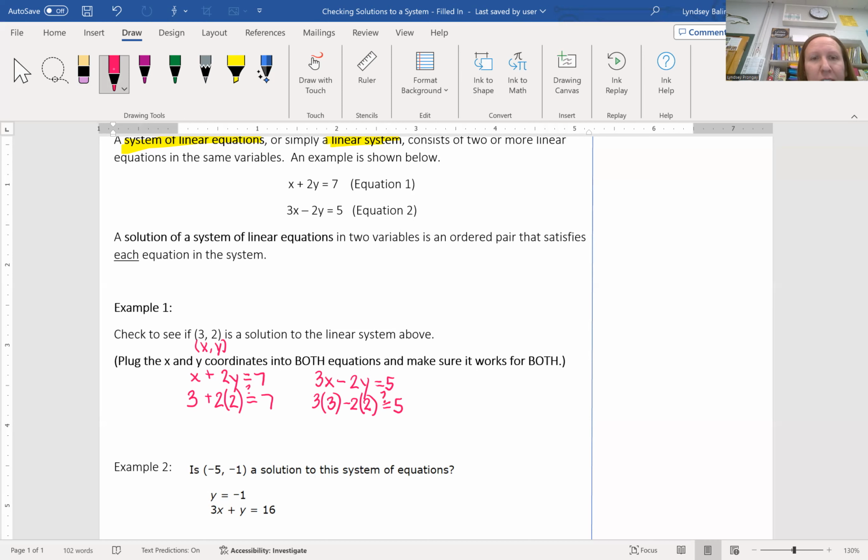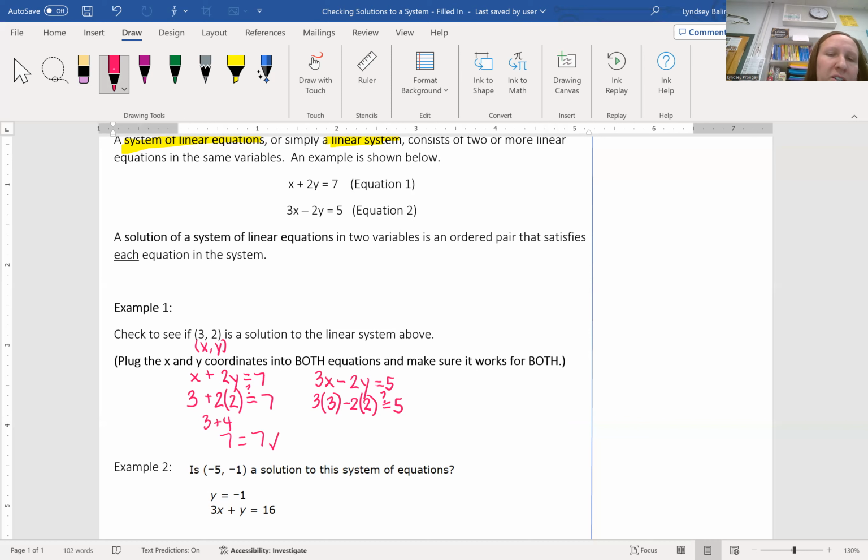And now we do the math and we check. Okay, so 2 times 2 is 4, order of operations. So 2 times 2 is 4, and 3 plus 4 is indeed 7. And we get 7 equals 7, which is a true statement, which means the ordered pair that we plugged in, 3, 2, does work.